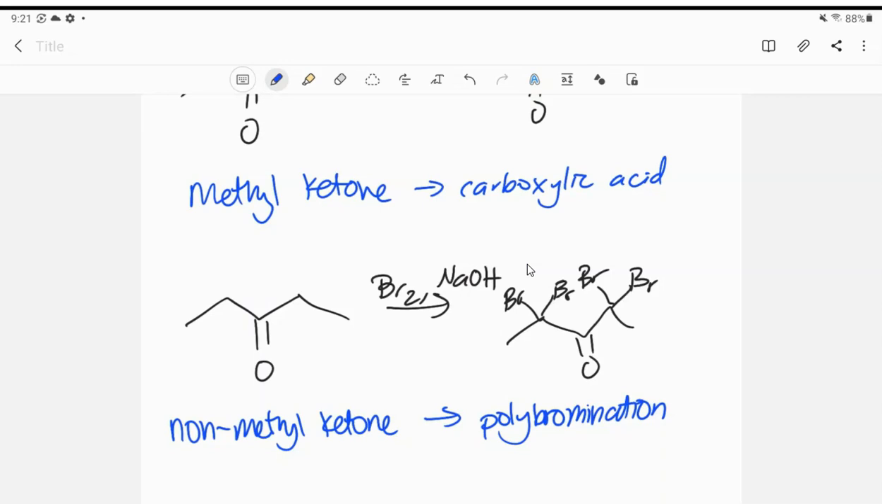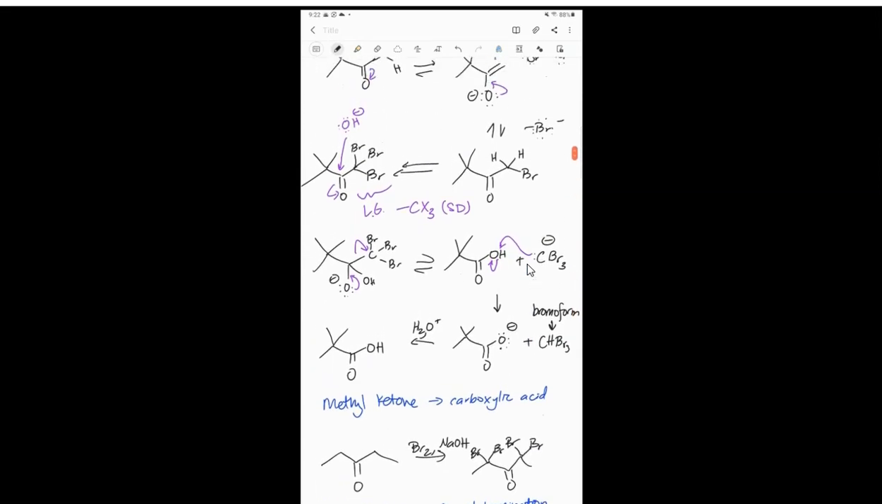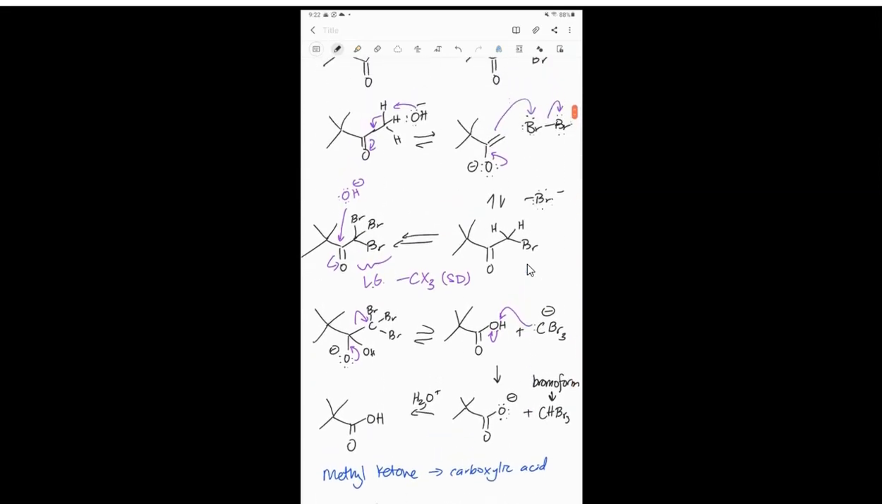All right, so it's something that just keeps on going. So again, for methyl ketones, you'll end up with a carboxylic acid. For non-methyl ketones, you'll get polybromination happening here. Okay, so that's things to be aware of. Right here, let's make it big for a second. Okay, let's go through the mechanism just one more time to be sure.